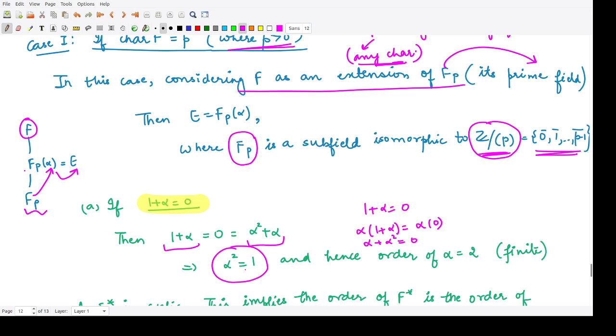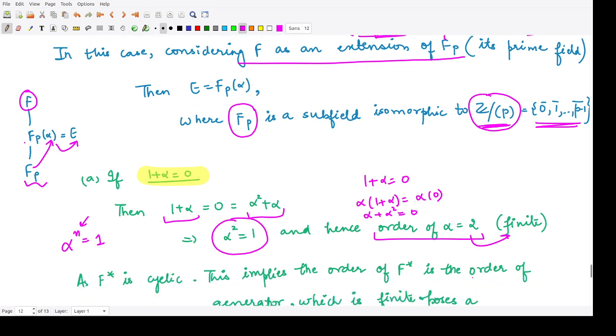So from here you can see what is the order of alpha, because the definition of order says if you have alpha power n equal to identity, where n is the smallest such number, then that is the order. So here we have alpha to the power 2 is equal to 1, and 1 is the multiplicative identity, therefore the order of alpha is 2, and this is finite.